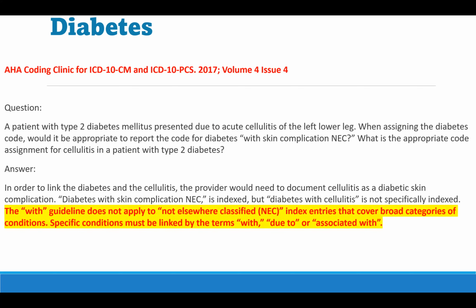Okay, so this is going to repeat what we just talked about. In order to link diabetes and cellulitis, the provider would need to document cellulitis as a diabetic skin complication. Diabetes with skin complication, NEC, is indexed, but diabetes with cellulitis is not specifically indexed. So again, diabetes with chronic kidney disease is specific. If it said diabetes with cellulitis, it would be specific. Diabetes with skin complication, NEC, is not. If we were to follow that line of thinking, then geez, a hangnail would be a diabetic complication, right?